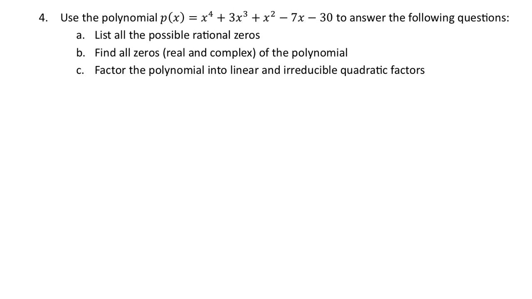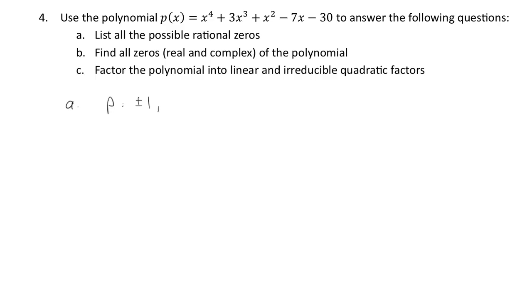Okay, question 4. Now this is in Unit 2, finding the zeros of a polynomial. Part A is the rational zeros theorem. This is the p divided by q. So remember, factors for p are factors of the constant value, and factors for q are factors of the leading coefficient. So the factors for p will be the factors of 30.